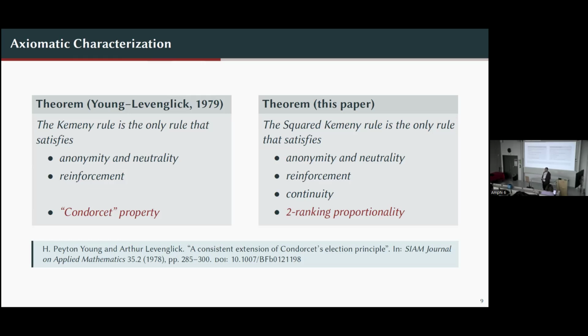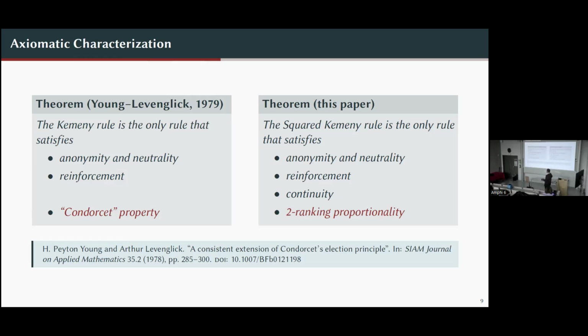So we found no one in the literature that has looked at the Squared Kemeny rule after 79. Anyway, this is why we're doing it now. And we give a similar axiomatic characterization that also uses anonymity, neutrality, and reinforcement, and another technical condition of continuity. It's very mild. But we replace this Condorcet property, which remember says if a majority, then you copy it, by this proportionality property that says on the special cases where there are just two different rankings, we want to proportionally interpolate between the two.